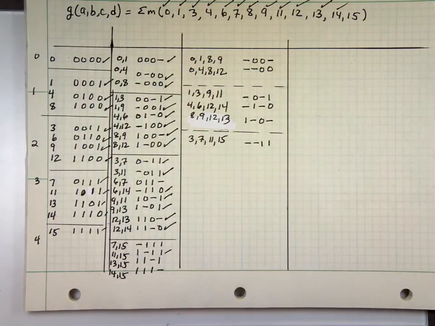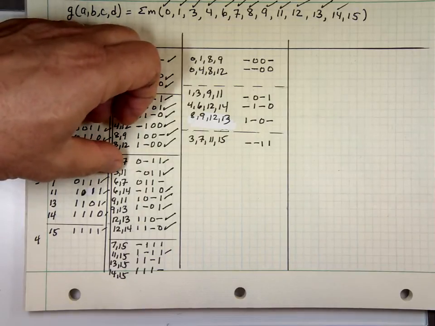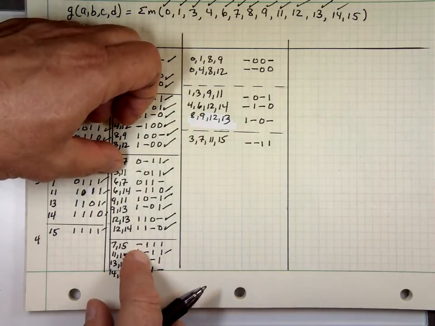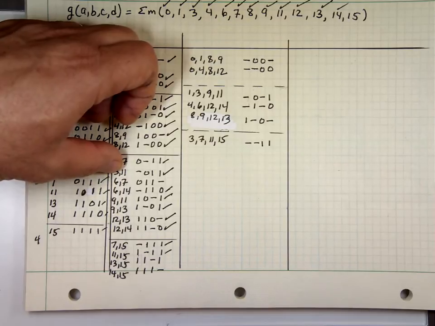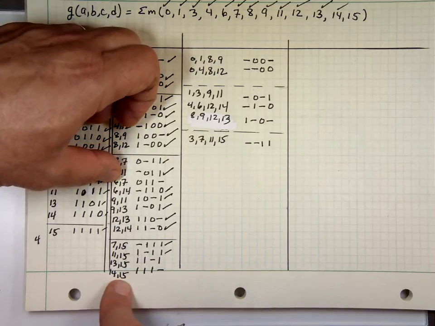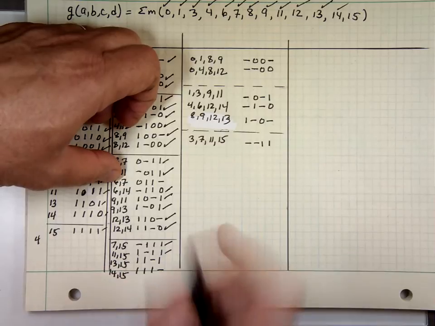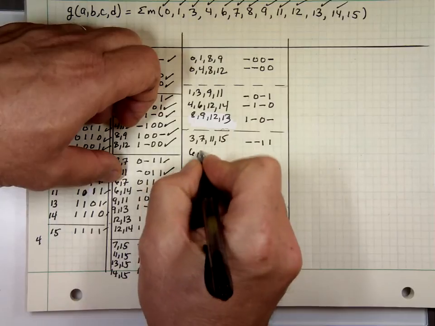311, 311, 715. That's the same one. Check mark. 6 and 7, 4 and 15. Check mark on both. 6, 7, 4, 15.